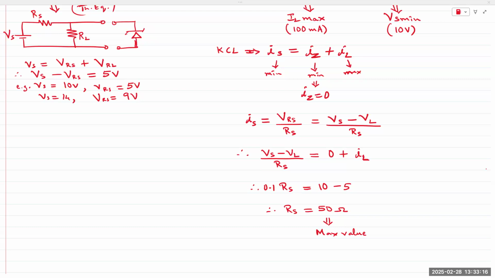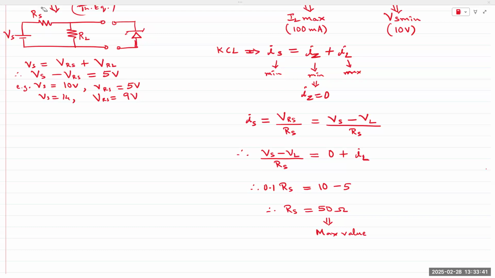RS cannot exceed 50 ohms. That's the max value. If RS exceeds 50 ohms, then the current reduces, the voltage drop across RS increases. Now take a look at the left-hand side, the Thevenin circuit on the left side, top left. If RS increases in value, then your V out decreases.